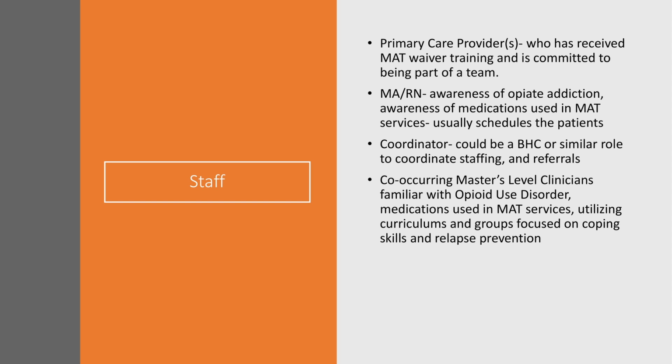The coordinator, like Laura, BHCs in similar roles. She helps kind of keep us all in line, coordinates staffing, directs referrals or any questions that people that might be falling through the cracks. And then you need your co-occurring disorders team through substance use treatment. They're familiar with opiate use disorder. They're familiar with the medications used. They're utilizing evidence-based curriculums and groups, and we're talking about coping skills, relapse prevention, trauma-informed treatment, all of that kind of good stuff. So you have 4 or 5 people at the table that's going to be able to wrap around or talk about what other services are needed to wrap around this client.